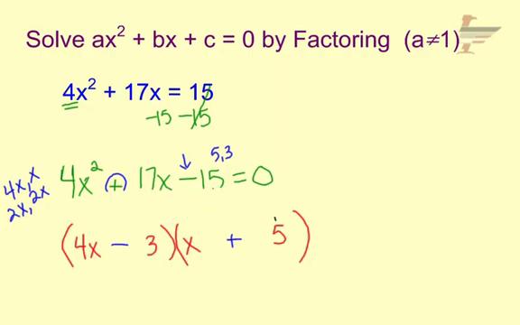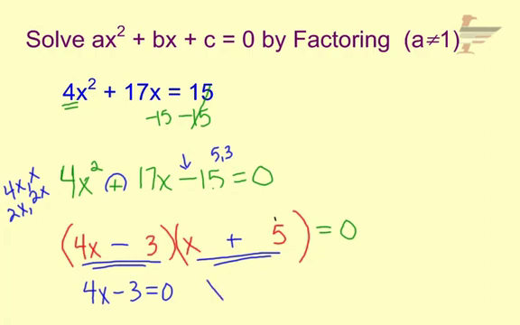So let me erase some of this. Now we can actually finish this off and solve. We're not forgetting that it equals 0. When it equals 0, you're going to set your factors equal to 0. Pretty much what I like to say is anywhere that you see an x, we write those little equations and set it equal to 0. So 4x minus 3 equals 0, x plus 5 equals 0. Take each little equation, solve for x, and we're going to get our two solutions.